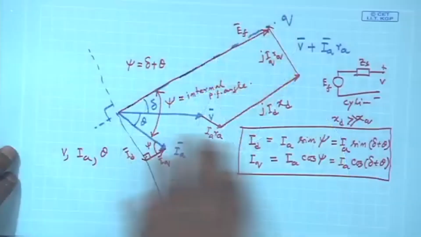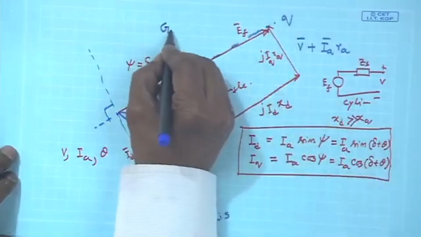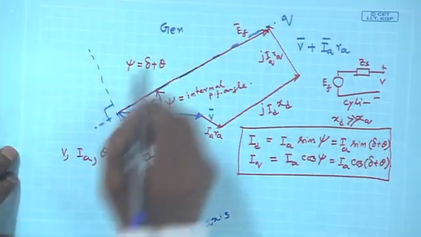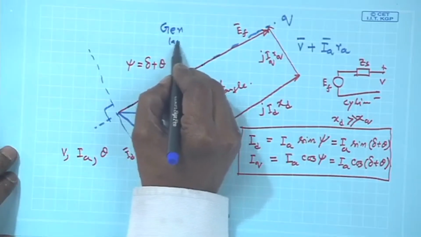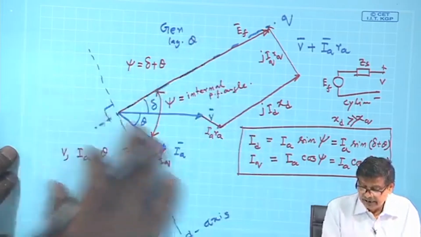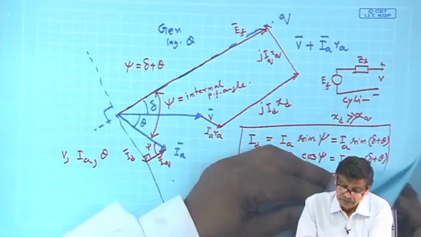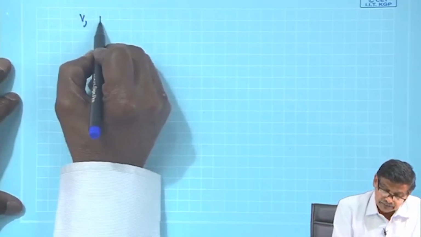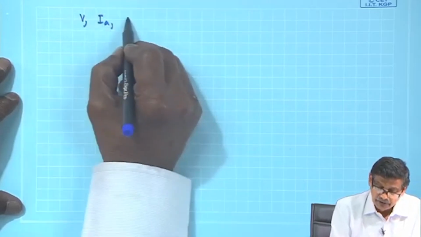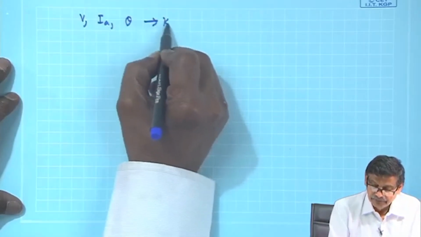So, we were discussing the salient pole synchronous machine, and I have taken the generator mode of operation, and it is supplying lagging power factor angle theta, and I told you how to do it. The point is, I am once again stressing: terminal voltage will be known, armature current will be known, power factor angle, these are known.